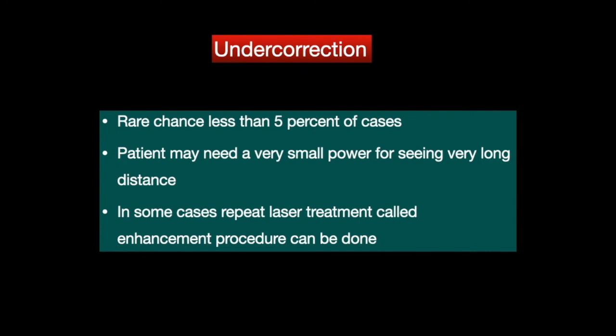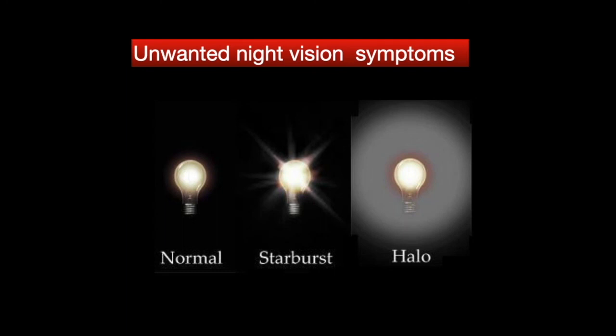Another rare issue that can happen is undercorrection, which is very rare. Patient may need a very small power for seeing very long distances. In some cases, repeat laser treatment can be done. This procedure is called an enhancement procedure. In some patients, they may see night vision symptoms like starbursts and halos. Now, this can happen in a very small percentage of patients, but over a period of time, this reduces. It does not in any way affect the functional vision of the patient.